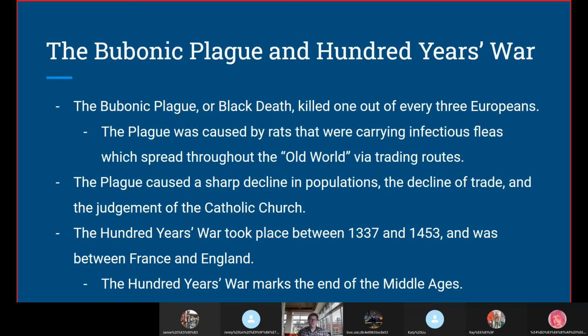And then the English would actually suffer a period of internal turmoil in which two noble houses fought for the throne. And this was really caused just because they had lost this war. They had to get their own things in order again. And so the end of the Hundred Years' War in 1453 would be known as the end of the Middle Ages.